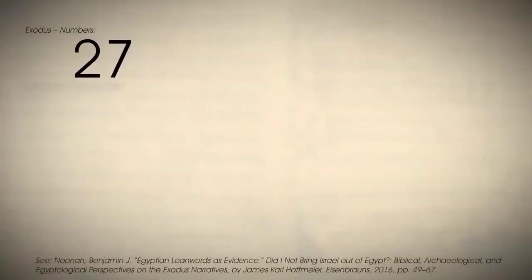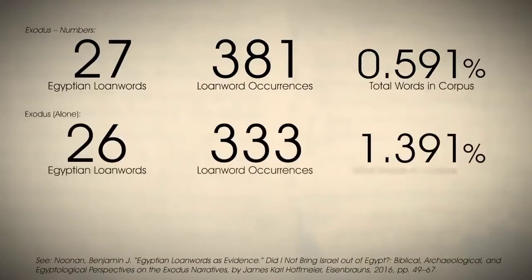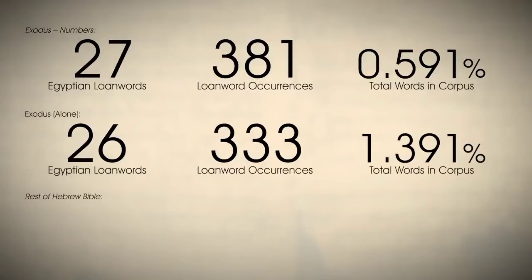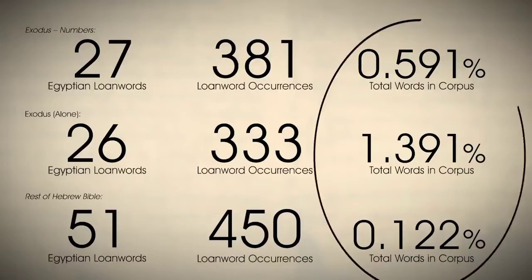There are a total of 27 different loanwords and a total of 381 occurrences. Specifically, the book of Exodus contains 26 loanwords and 333 occurrences. Outside of these 3 books, and within the rest of the Hebrew Bible, there are only 51 Egyptian loanwords and 450 occurrences for a much larger section of the Bible. Given the ratio of distribution, there is a much smaller proportion of Egyptian loanwords in the rest of the corpus, when compared to the books that would be expected to have more affinity with an Egyptian past.